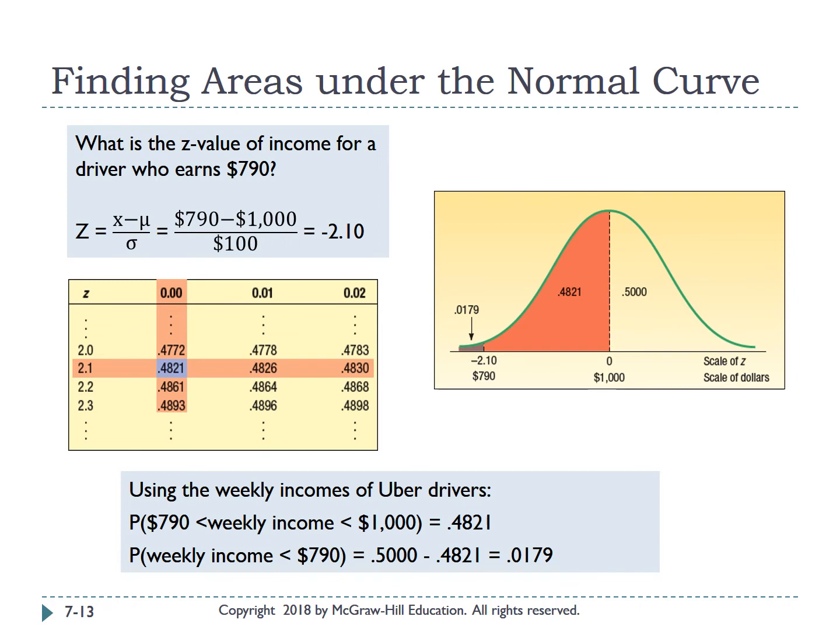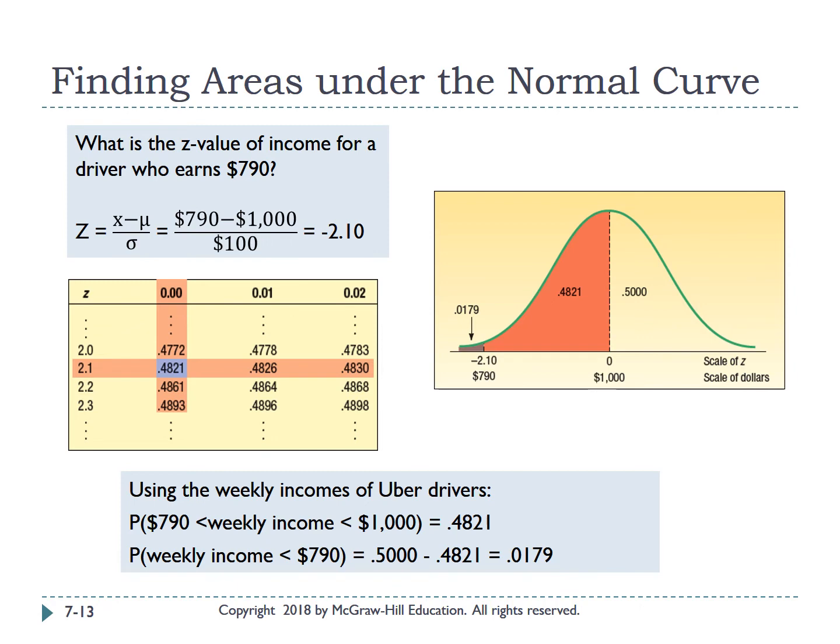If you want to find the area from Z equal 0 to Z equal minus 2.1, you have to refer to a table of the Z distribution. Note that the area between Z equal 0 and Z equal 2.1 is the same as the area between Z equal 0 and Z equal minus 2.1. Now we want to find the area from Z equal 0 to Z equal minus 2.1. We will refer to a table. First, start with the column with Z. Search for 2.1.